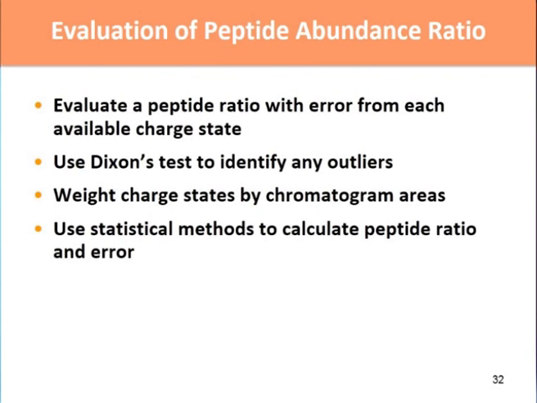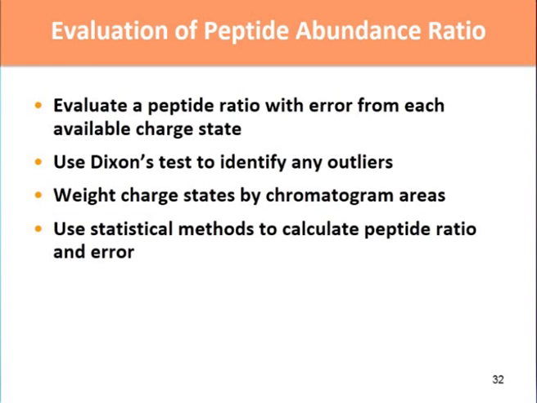So in order to calculate the unique peptide ratio, you evaluate the ratio with an error from each available charge state. You remove any outliers. Sometimes one of the charge states might just be way off from the other ones. It was just a misidentified signal. And so you use Dixon's test, a simple statistical test, to just throw out things that are clearly outliers.